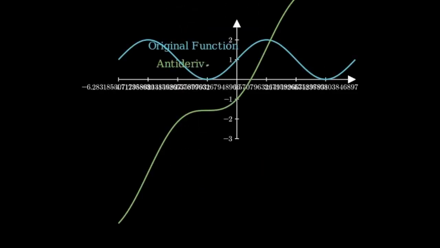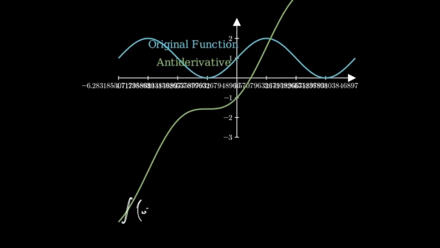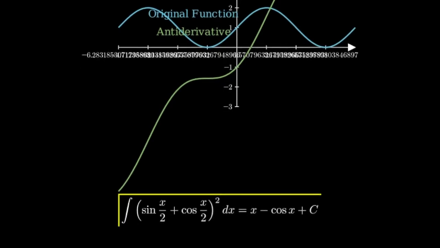Let's verify this is correct by looking at the graph of our original function and its antiderivative. And that completes our solution. The integral of sine x over 2 plus cosine x over 2 squared is x minus cosine x plus c.